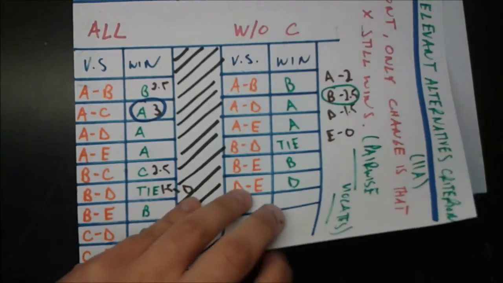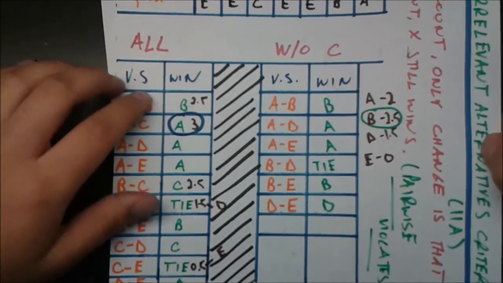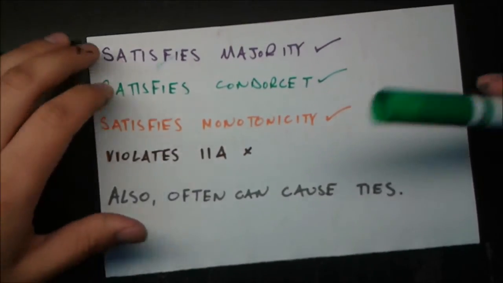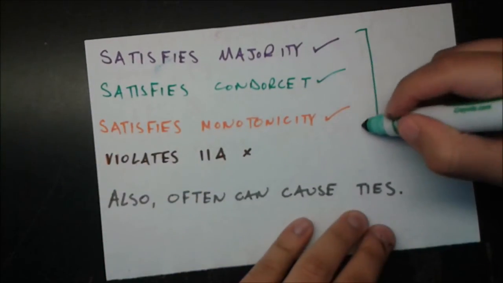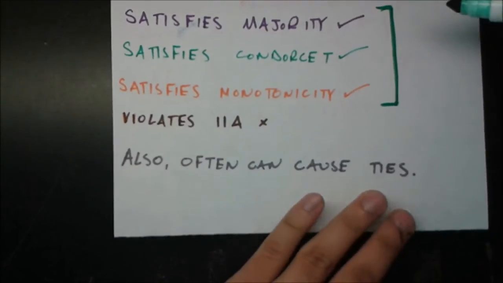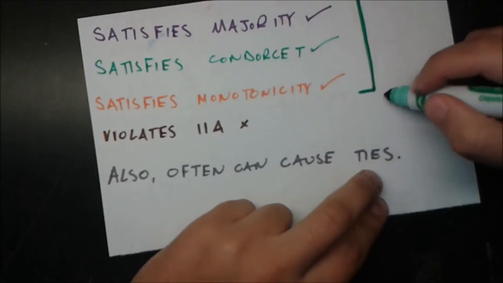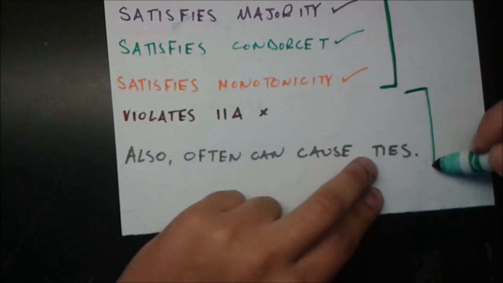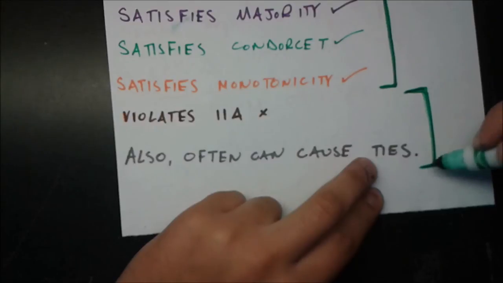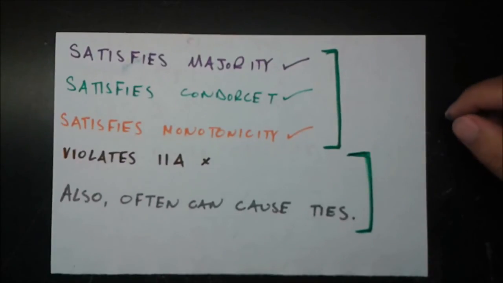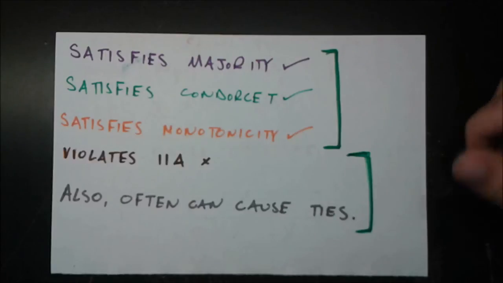And when you have a tie, then you kind of have to use a new method or figure out how to let the tie stand or something like that. So it is a really good method because it satisfies all of these, which is something we cannot say about any of our previous methods. But it is important to note that it violates a new criterion, the IIA, and it also causes ties pretty often. So you might have to resort to an older method in the end. So this is all of our methods that we talked about.